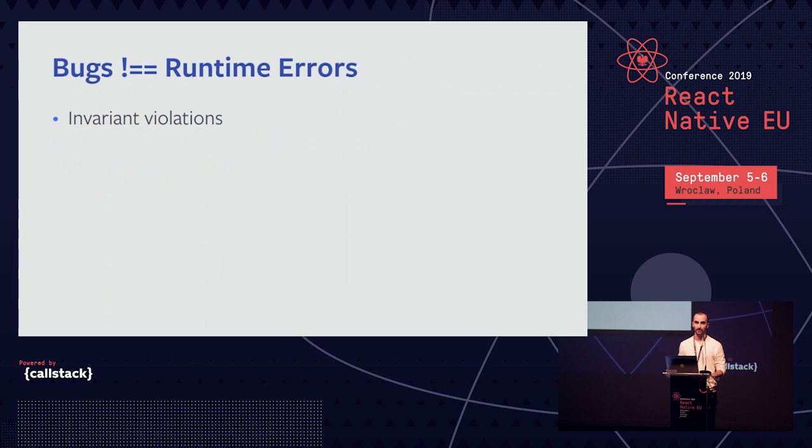Bugs aren't just runtime errors, right? It's not just those crashes. Sometimes when you get an invariant violation, those also show up as bugs. So if you had that array that you said should never be empty, but some execution path led that array to being empty, then that can show up as a bug in your app as well.